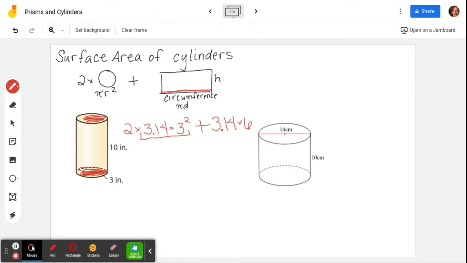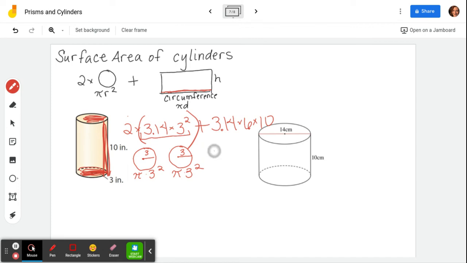The width of my rectangle, or you can also call that the height, is the height of the whole can, so times 10. So essentially what I've done is this. I've got the circle on top with a radius of 3, so to find that area, it's pi times 3 squared. I've got the circle on the bottom, which is identical. That's why instead of writing it out twice, I just said times 2, because it's exactly the same thing. Here's pi times 3 squared. I have 2 of those.